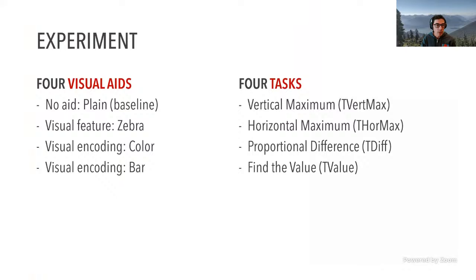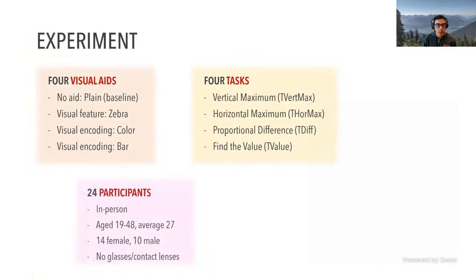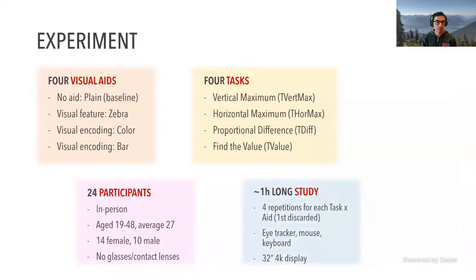All right, so that's 4 visual aids or conditions and 4 tasks. And we had 24 participants who had normal uncorrected vision participate in a 1-hour-long study in which they performed 4 repetitions for each task with each aid, with an eye tracker, mouse, keyboard, and in front of a 32-inch 4K display.